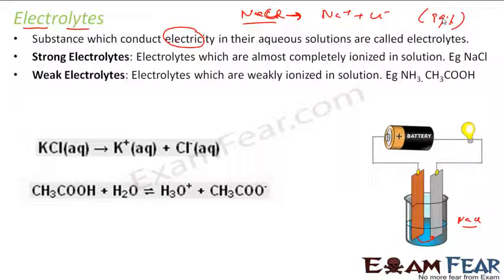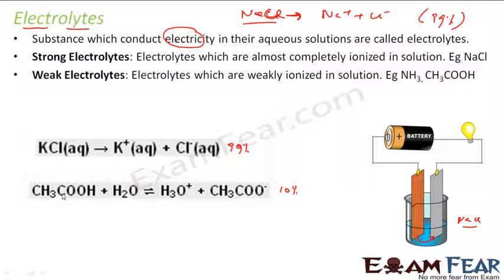The other electrolytes are weak electrolytes. They are weakly ionized. For example, if you put CH3COOH in water, you will get H3O+ ion and CH3COO- ion, but maybe only 10%. In the strong case, maybe 99% will get ionized. In this case, maybe 10% of these will get ionized, and the rest 90% will still be there. So they are weak electrolytes.